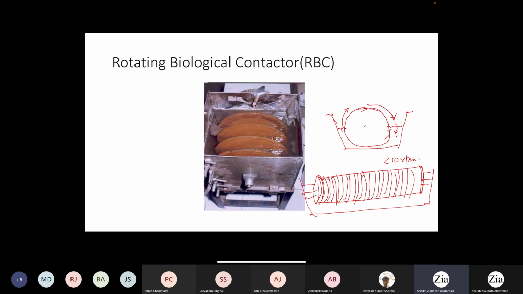So this is one. But sir, does this disc have some kind of blades welded in them, or are they just a simple circular disc? Sir, in that case, if it is just a simple circular disc, then how will it be able to mix oxygen and so on?